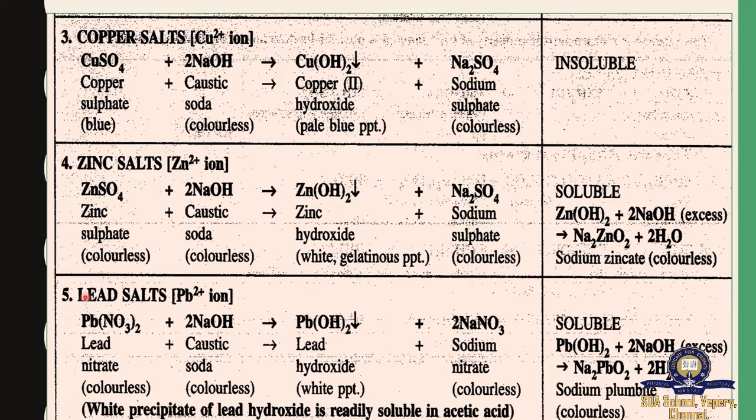Next, lead salt. Lead nitrate is reacting with sodium hydroxide, and then lead hydroxide has been precipitated. It is white in color, and then sodium nitrate salt is forming. Here also, when we add an excess of sodium hydroxide, the lead hydroxide becomes sodium plumbate and water comes out. When the excess amount of sodium hydroxide is added, it forms a salt and water like a neutralization reaction. But in the case of a very little amount added, it has been precipitated.